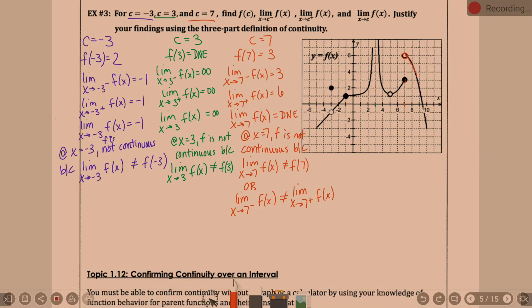Okay, so if you ever have to argue continuity, I know in layman's terms we just want to say, oh, there's a hole. Oh, there's an asymptote.